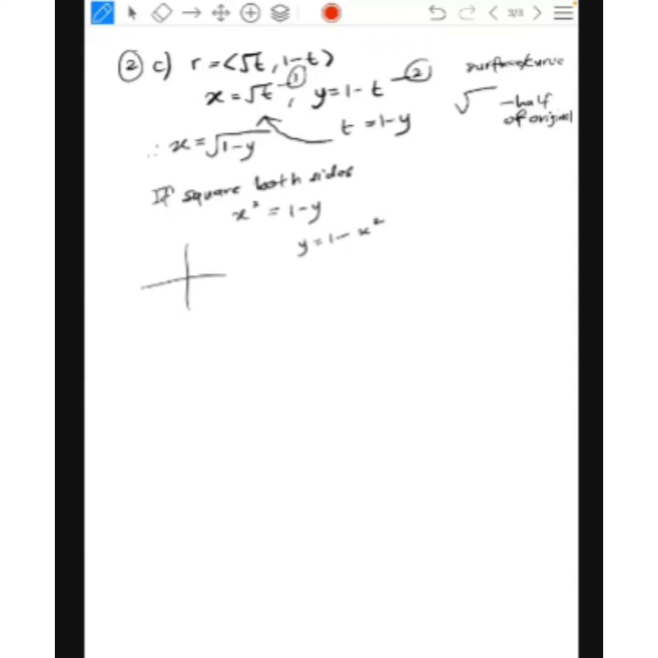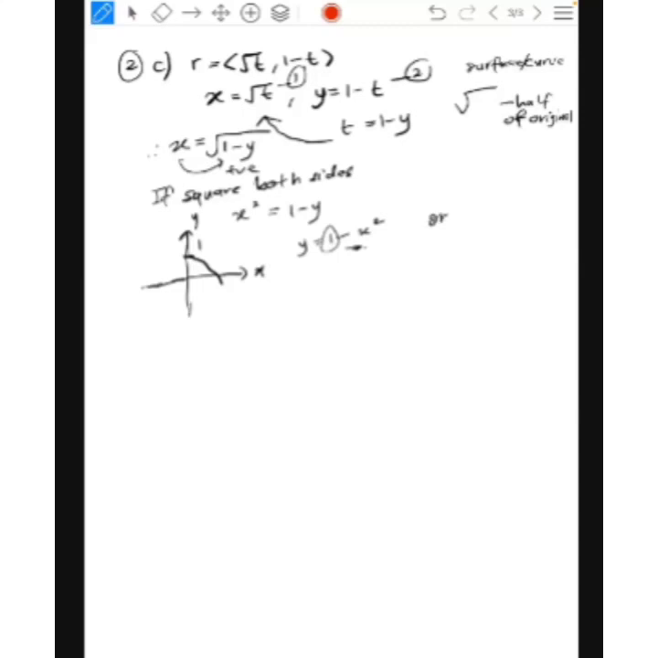This is a sad curve, facing downward, with a maximum at 1. Okay, but then we only have the positive half of x. So you don't draw here, you draw only half there. Okay, that's how you do it. So this is your curve.